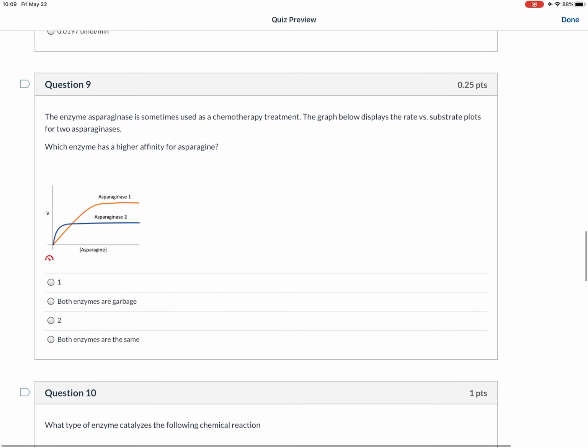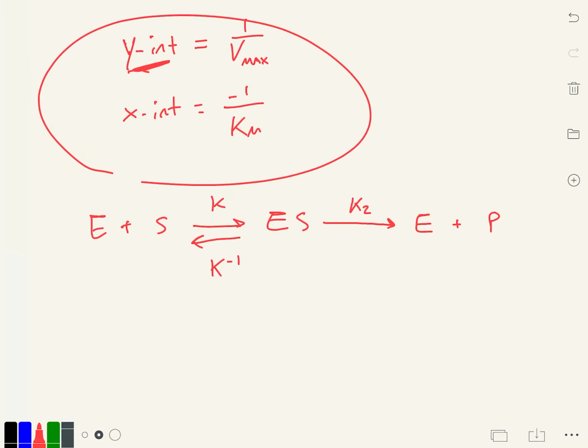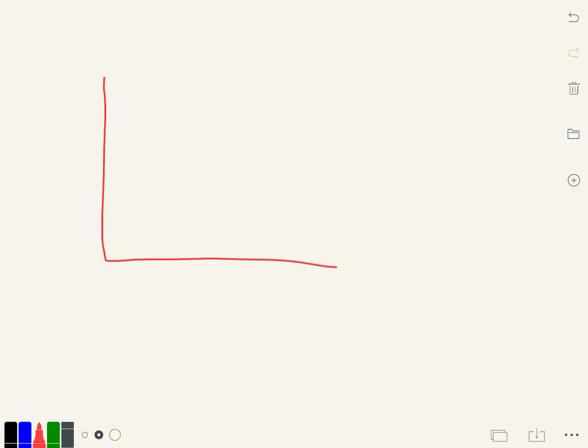Question 9. This enzyme, asparaginase, is sometimes used as a chemotherapy agent. The graph below plots rate versus substrate for 2 different asparaginases, and the question is which has a higher affinity. Well, if you remember the hemoglobin and myoglobin binding curves, for myoglobin, our curve looks something like this, and that made myoglobin good at storing because it has a really high affinity. And then hemoglobin's was more of a sigmoidal shape.